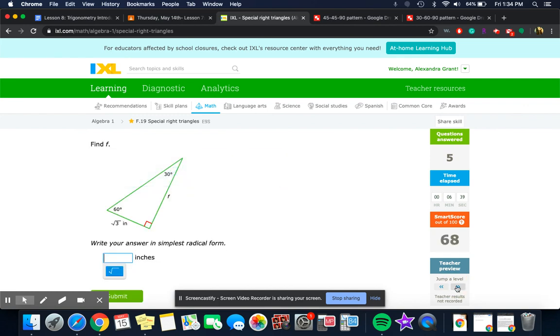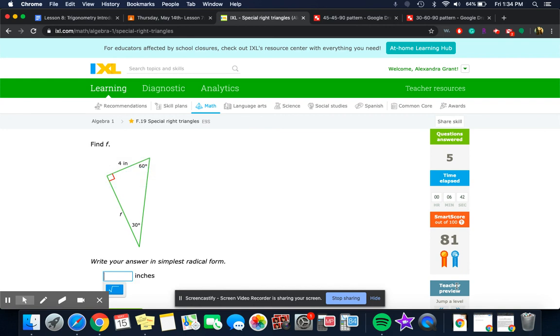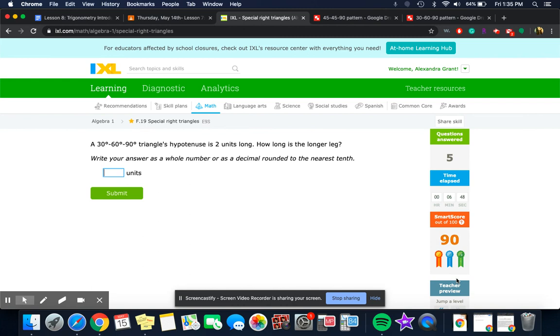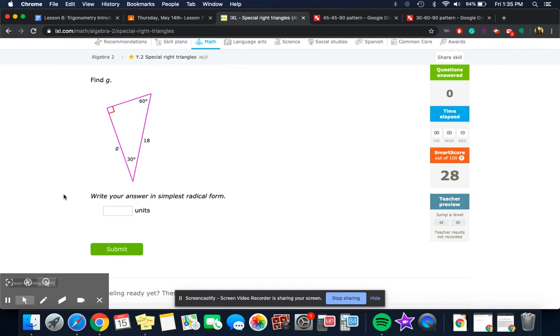So let me find one where we have to take it in 2 steps. Okay, so here is one where we have the longer leg is what we're trying to find, and I'm starting with the length of the hypotenuse. There's no relationship between the hypotenuse and the long leg. There's no direct relationship. I need to find the length of my short leg first, and then I can continue on to find the longer one.